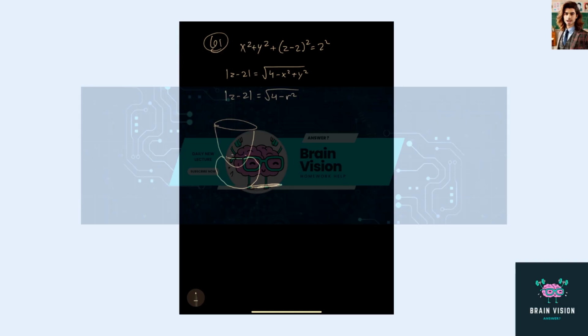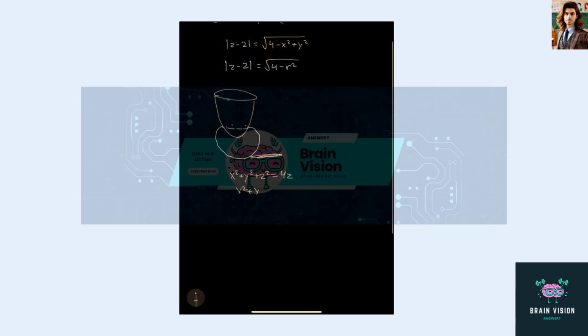The equation of the sphere is x squared plus y squared plus z squared equals 4z, and the equation of the paraboloid is x squared plus y squared equals z. We subtract the equation of the paraboloid from the equation of the sphere and see that z squared equals 3z, which tells us that z equals 0 and z equals 3. So z will be between 0 and 3.